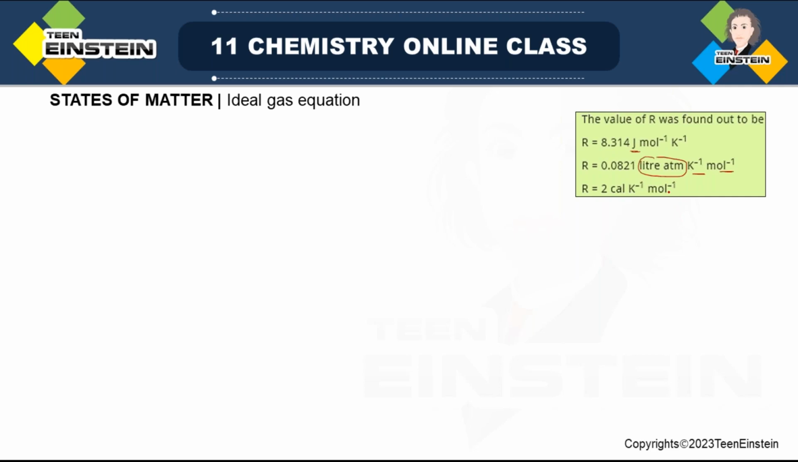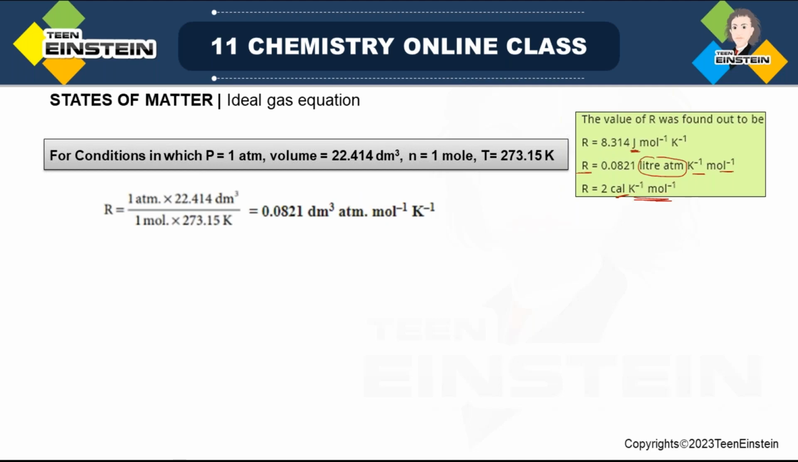Or you can have the value in calorie. Instead of joule, now we have calorie. The value is 2 calorie per Kelvin per mole. So this part is common, only joule is changing to liter atmosphere or calorie. If you are using the value of R as 0.0821, remember, in that case the volume must be in liter. Otherwise, it will be wrong. So you have to keep these things in mind.